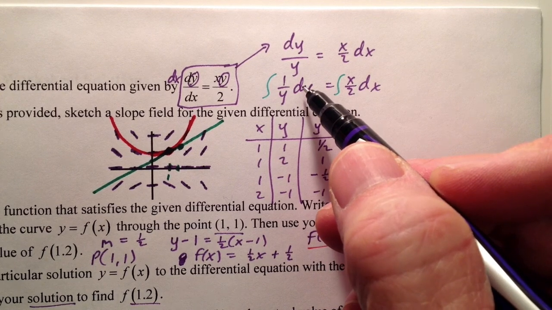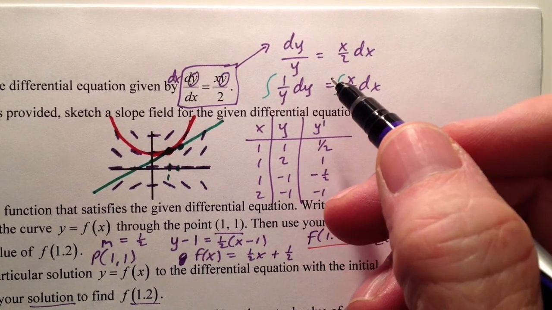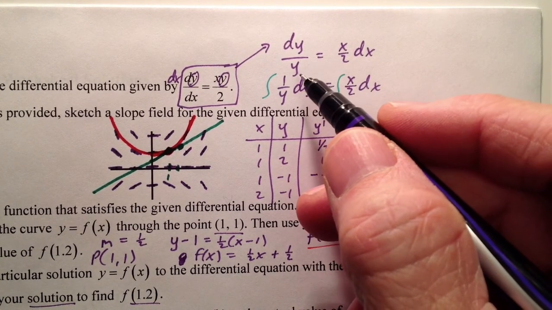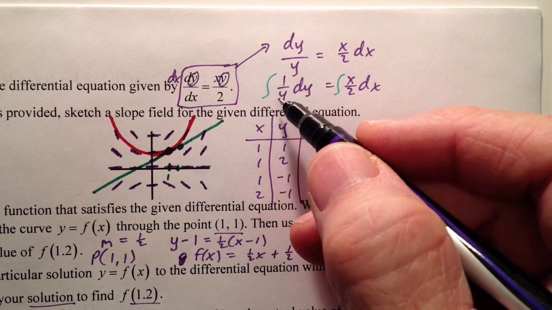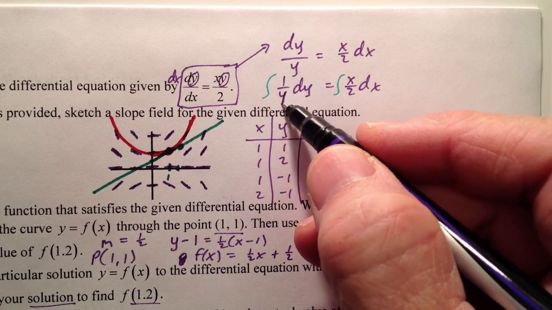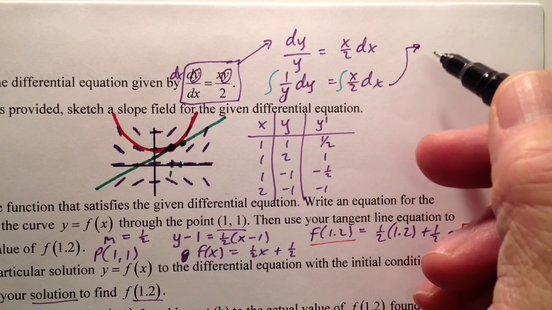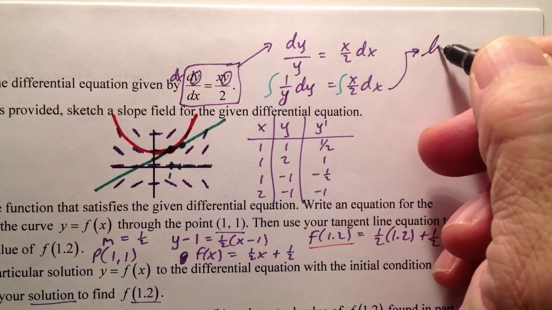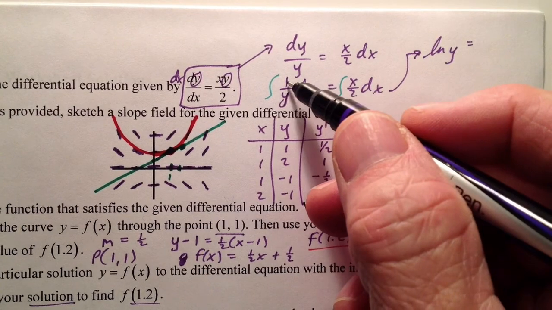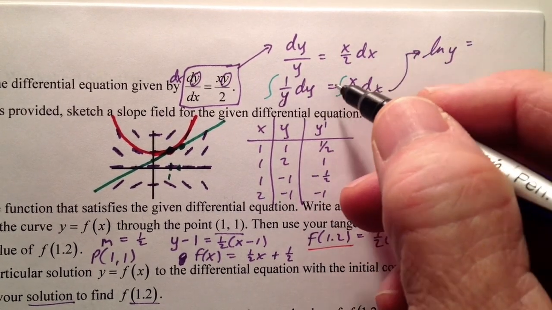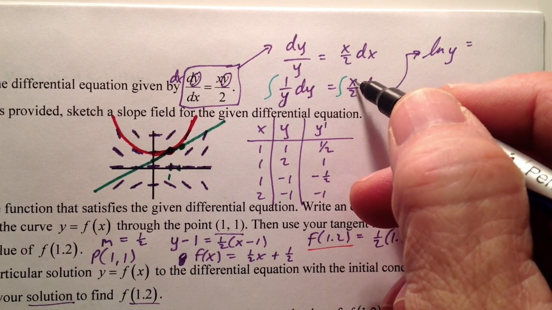What's the antiderivative? We haven't talked about this one yet, so I'm just going to tell you. The antiderivative of 1 over y would be the function whose derivative is 1 over y. Maybe that gives you a little clue, and maybe some of you got it already. But the function whose derivative is 1 over y is ln of y. So we have ln of y is an antiderivative of 1 over y, and it equals what's the antiderivative of x over 2?